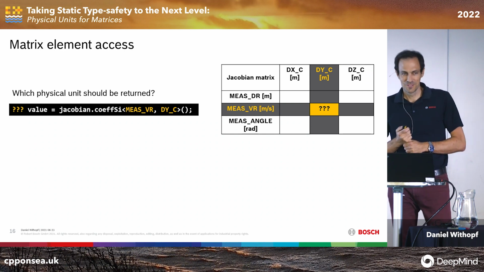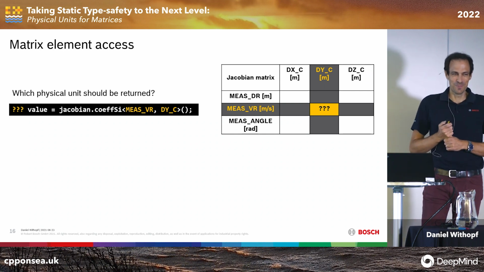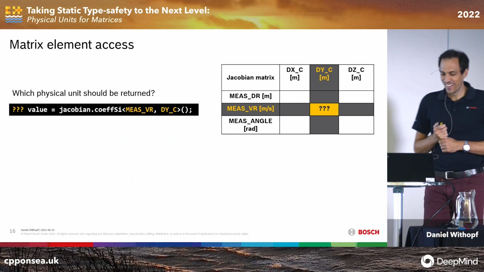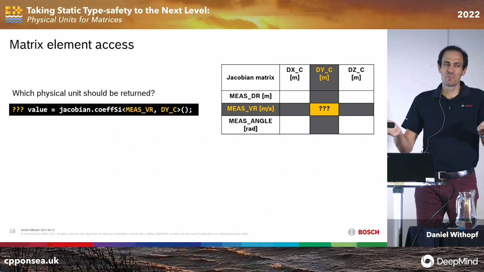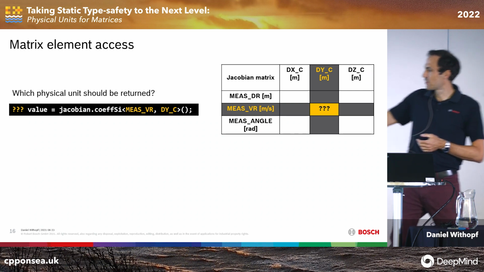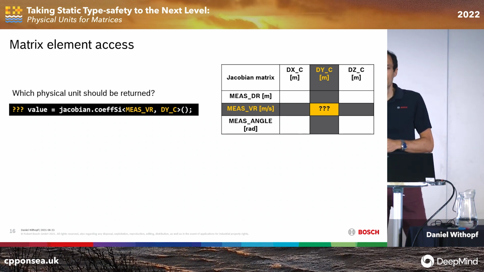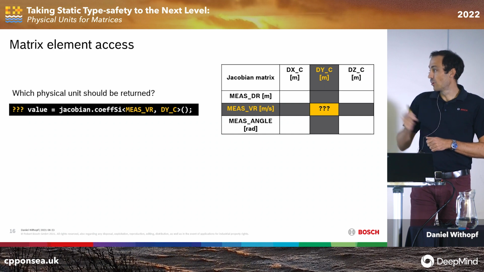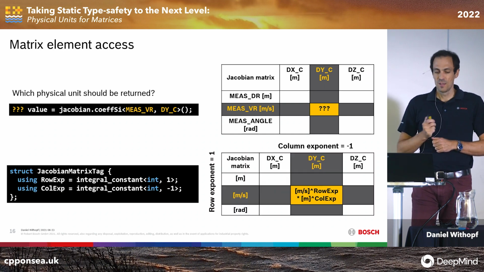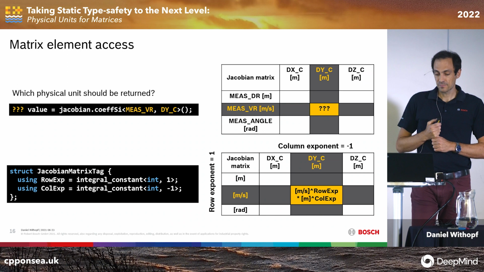Or I'll just answer if nobody dares to answer. So as I said, it's a difference quotient, so we're dividing something. The answer is fairly simple: you just divide the meters per second by meters. So 1/second is the resulting unit in a Jacobian matrix. Of course, it depends. It's different for other units.